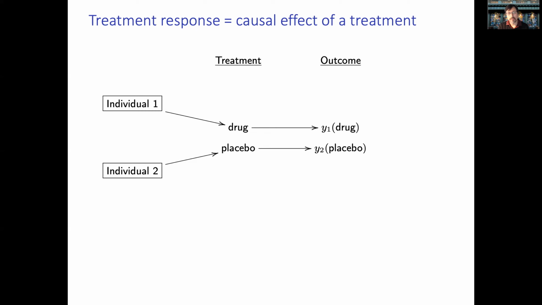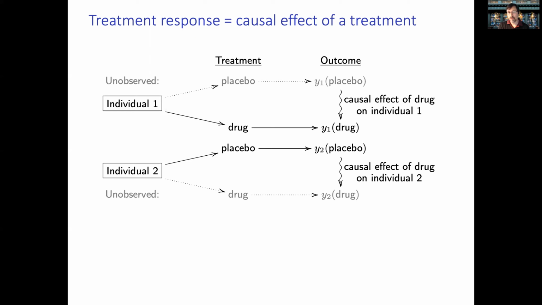In fact, what we need to imagine is the counterfactual. So what if we had given individual 1 the placebo and individual 2 the drug, and observed this counterfactual Y1 placebo and Y2 drug? So we're actually looking at 2 treatment effects. One is the causal effect of the drug on individual 1, which you get by subtracting Y1 placebo from Y1 drug, and then by similar process, the causal effect of the drug on individual 2.